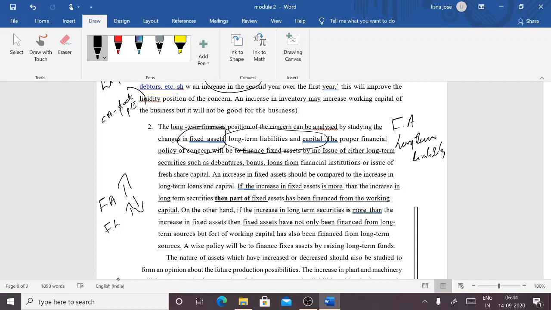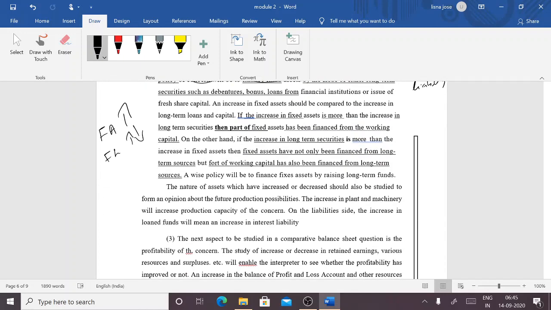Okay, then if the increase in fixed asset is more than increase in long-term security, then part of fixed asset has been financed from the working capital. On the other hand, if the increase in long-term security is more than increase in fixed asset, then fixed asset have not only been financed from long-term sources, but a part of working capital has also been financed from the long-term sources.